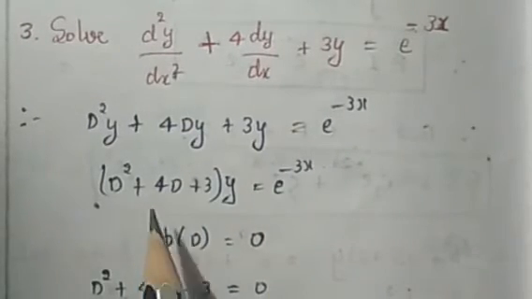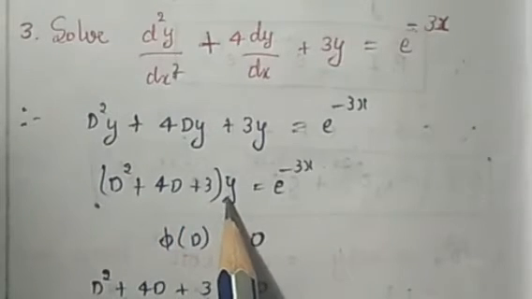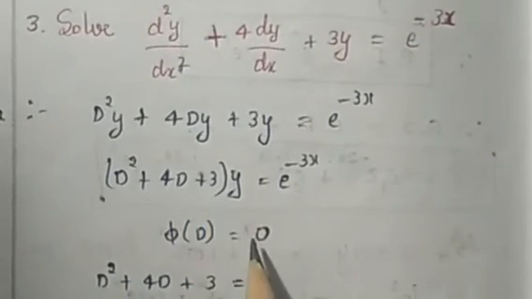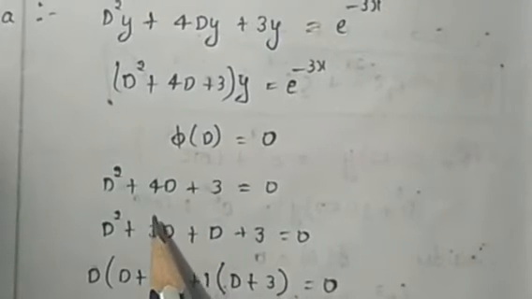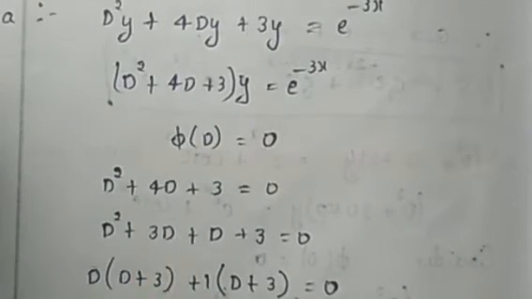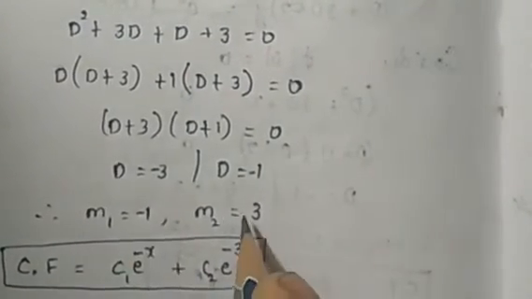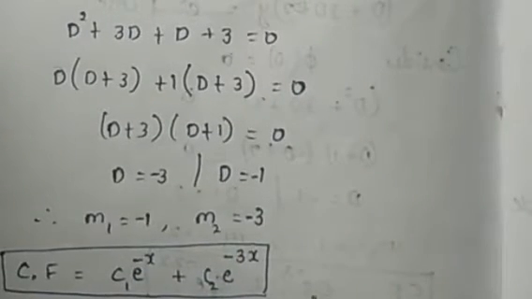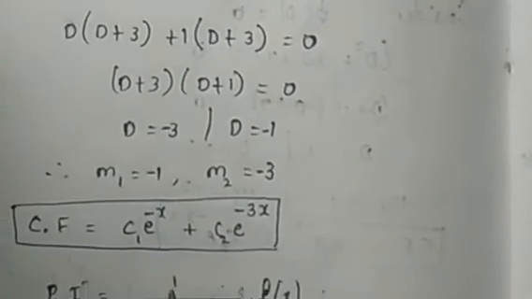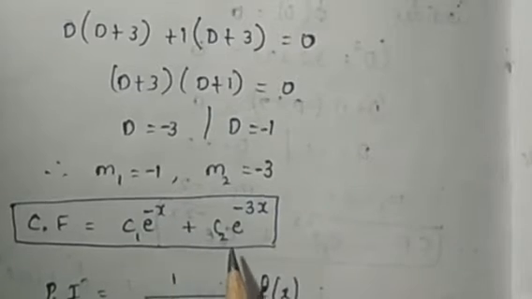What is pi of d? Pi of d is d square plus 4d plus 3. So pi of d is equal to 0. If you solve this equation, you get two roots: m1 is equal to minus 1, m2 is equal to minus 3.